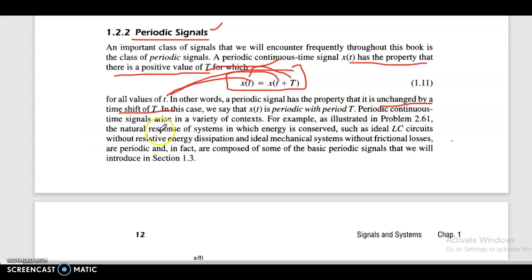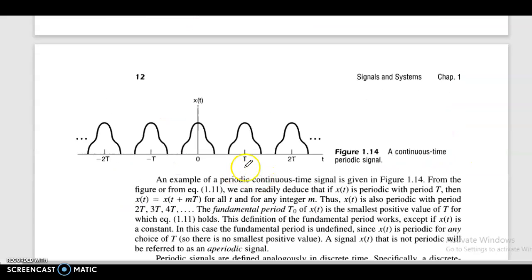Periodic continuous time signals arise in a variety of contexts. For example, as illustrated in problem 2.61, the natural response of systems in which energy is conserved, such as ideal LC circuits without resistive energy dissipation, and ideal mechanical systems without frictional losses, are periodic and in fact are composed of some of the basic periodic signals that we will introduce in another section.